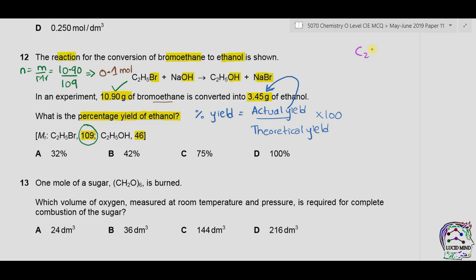We have bromoethane, which is C2H5Br, and we have ethanol, C2H5OH. Now according to the balanced equation, 1 mole of C2H5Br reacts to form 1 mole of C2H5OH. So the mole ratio is 1 to 1. Now we have 0.1 moles of bromoethane. So 0.1 moles of bromoethane will form X moles of C2H5OH. By cross multiplying, we can find out the value of X. So the number of moles of ethanol formed is 0.1 mole.